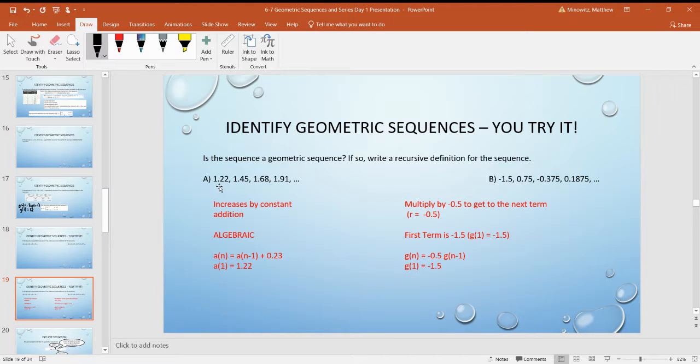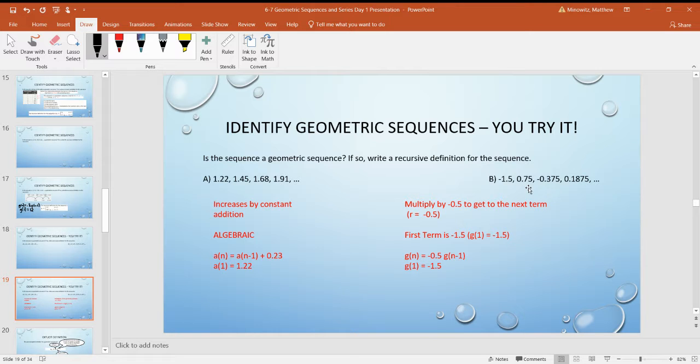So this first one goes up by constant addition, so not multiplication. There's not a constant ratio. This one's called an algebraic sequence, and we can write a recursive definition for it. We could say, from the last term to the next term, you add 0.23, and you start at 1.22. But we don't need to be focused on that. The question asks only if it's a geometric sequence, then we write the recursive. So this right one definitely is.